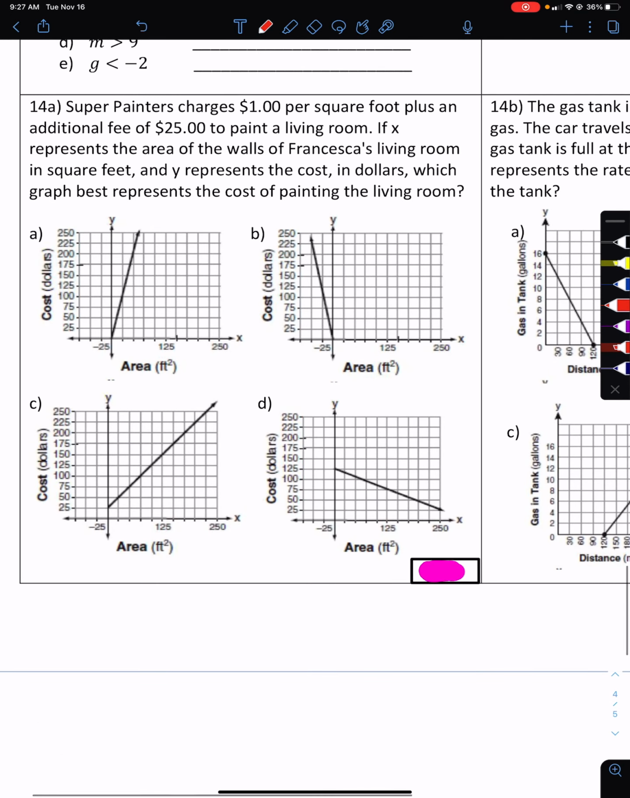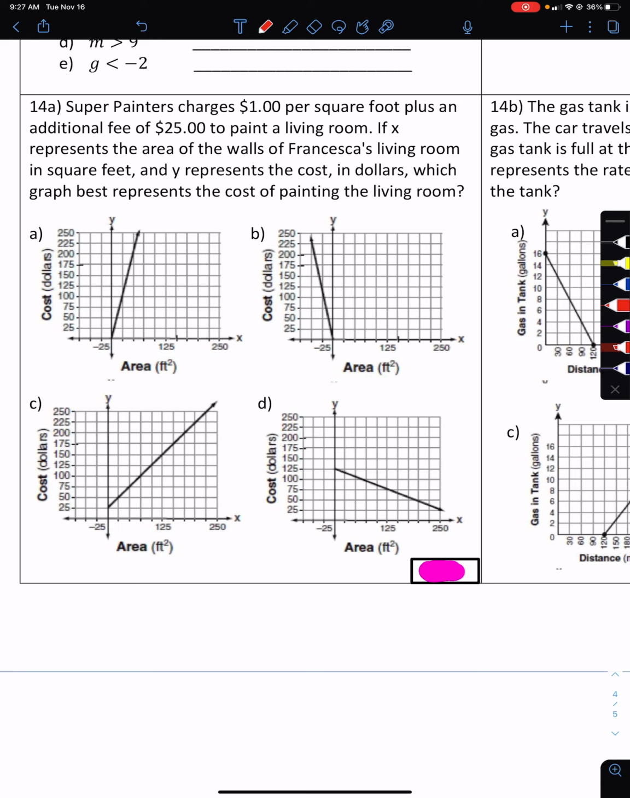All right, okay, last one on this review is 14A. Super Painters charges $1 per square foot plus an additional fee of $25 to paint a living room. If X represents the area of the walls of Francesca's living room in square feet and Y represents the cost in dollars, which graph best represents the cost of painting the living room?